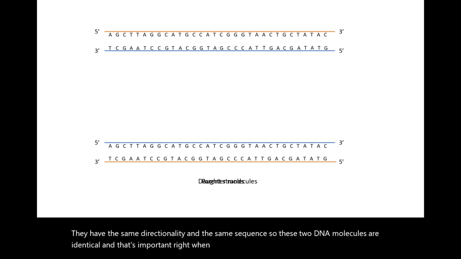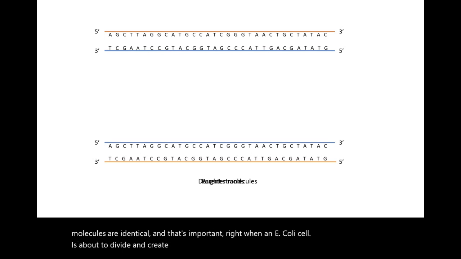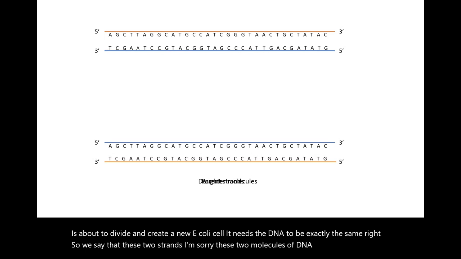And that's important, right? When an E. coli cell is about to divide and create a new E. coli cell, it needs the DNA to be exactly the same, right? So we say that these two molecules of DNA are identical.